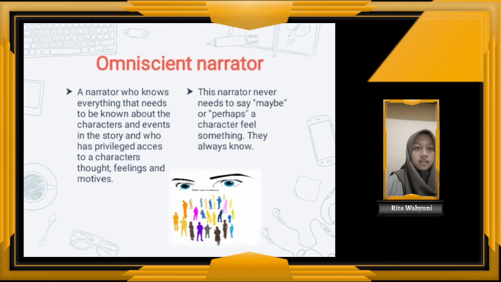Omniscient narrator: a narrator who knows everything that needs to be known about the characters and events in the story, and who has privileged access to characters' thoughts, feelings, and motives. This narrator never needs to say maybe or perhaps a character feels something. They always know.